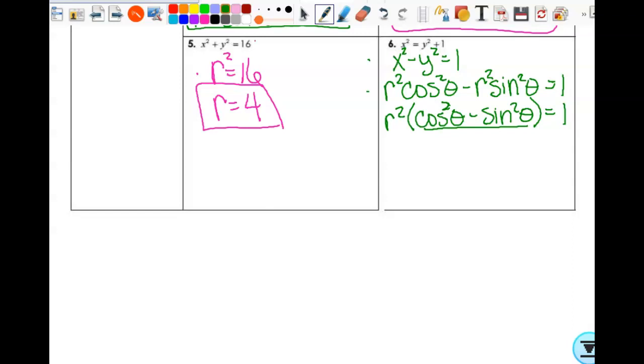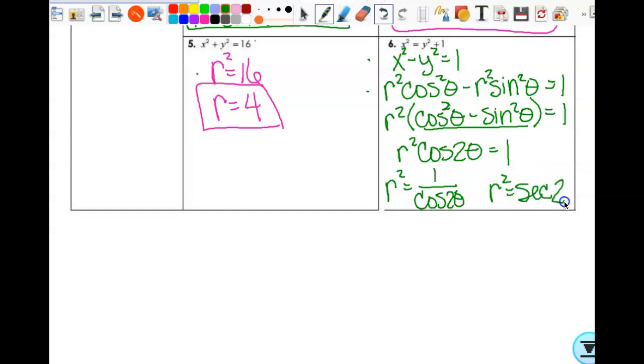Cosine 2 theta is cosine squared minus sine squared, right? So that means I can make this into r squared times cosine 2 theta equals 1. Still trying to get r by itself, right? I'm going to divide both sides by cosine 2 theta. So I get r squared equals 1 over cosine 2 theta. What's 1 over cosine? Secant. So this is r squared equals secant 2 theta.